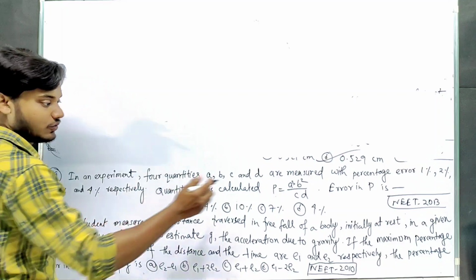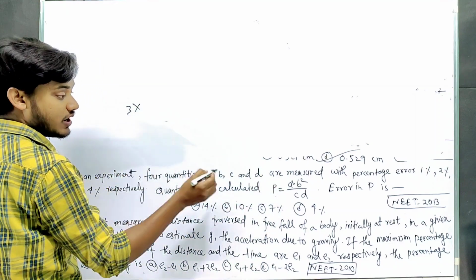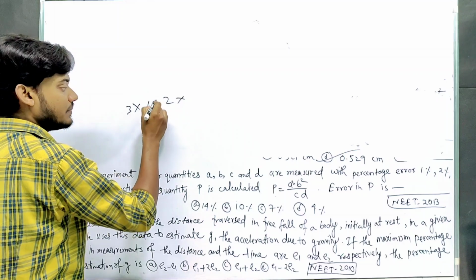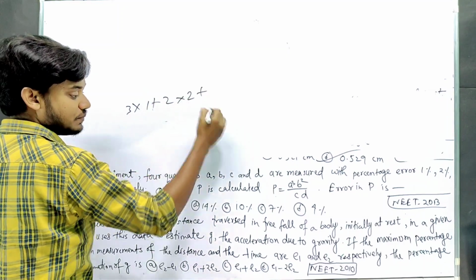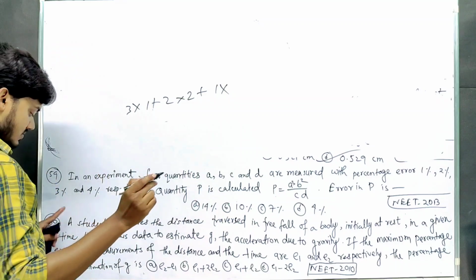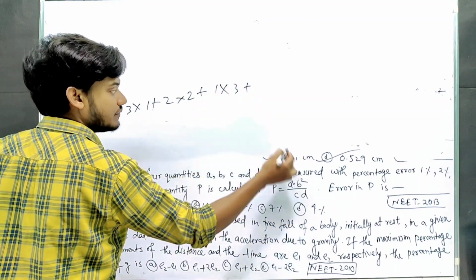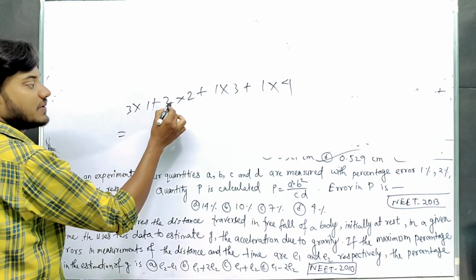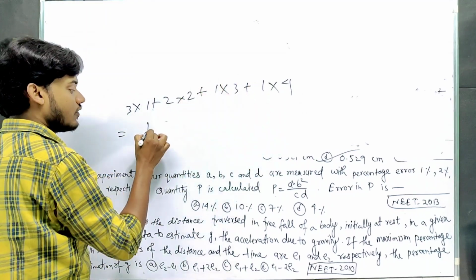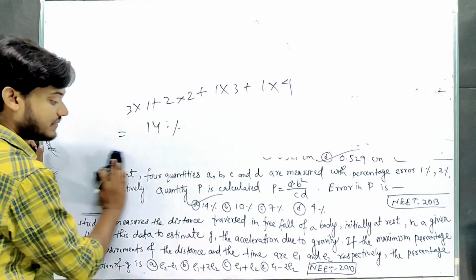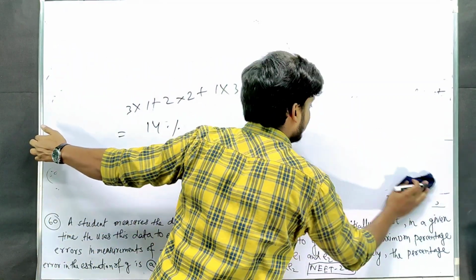Let's see. Power of A is 3, percentage 1. Power of B is 2, percentage 2. Power of C is 1, percentage 3. Power of D is 1, percentage 4. So we get 3 plus 4, 7, 7, 14%. So the answer is 14%. Okay, power multiplied by percentage, this is the formula.